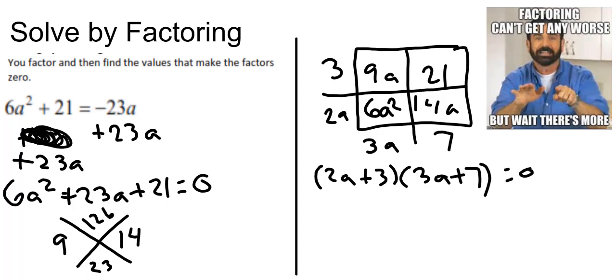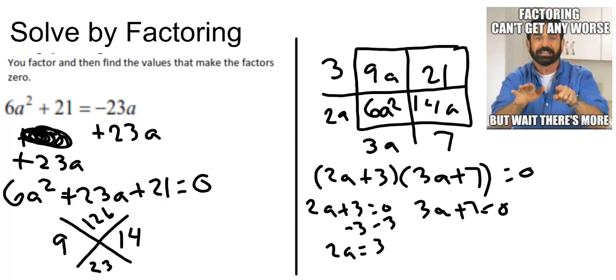And we can solve it by setting each one of these equal to 0. So we get 2a plus 3 equals 0, and then 3a plus 7 equals 0. So now we've got to work backwards in the order of operations and solve these. We're going to subtract 3 from both sides, and we get 2a equals negative 3.